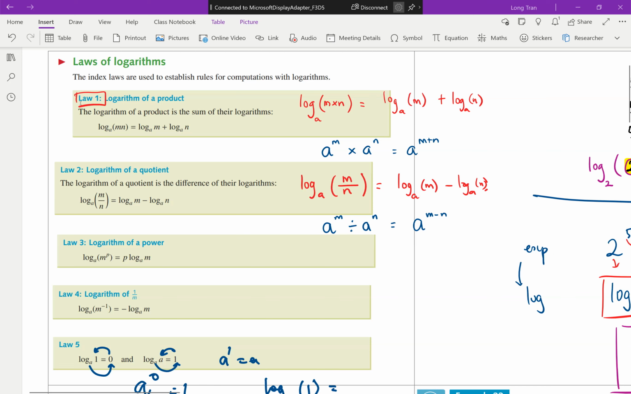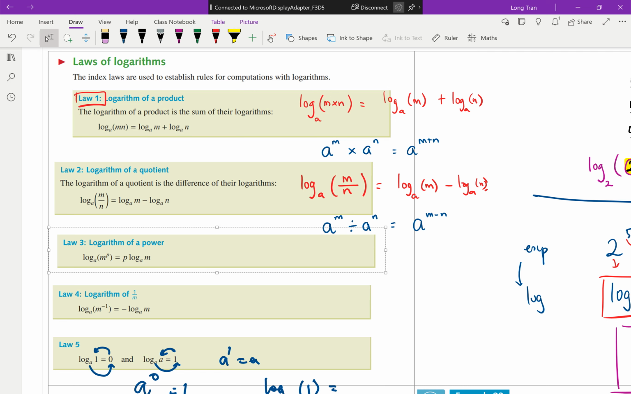So, remember, in logarithms, you have 5 rules, and I told you that you only needed to know the first 3. Out of the first 3, I'd say most students will know the first 2. So, law number 1, law number 2. This is what you would have copied in our last session.